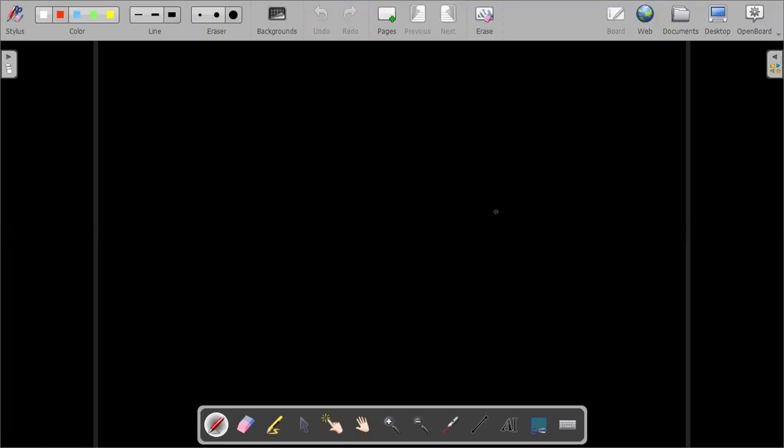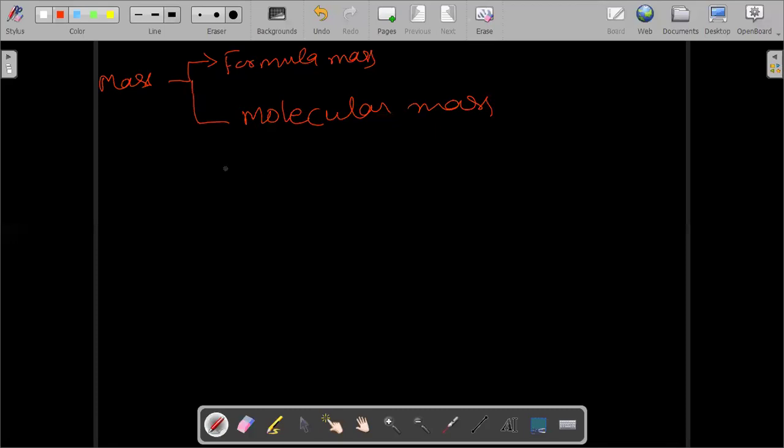Okay, all right. So about the formula unit mass and the molecular mass. See, if you want to measure the mass of a molecule or mass of a compound, there are three methods. We measure their formula mass, we measure their molecular mass, and we measure its molar mass.